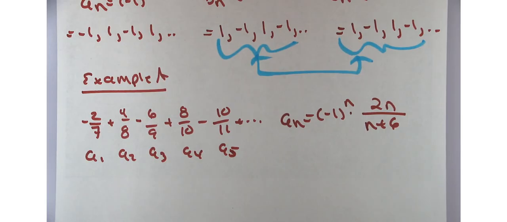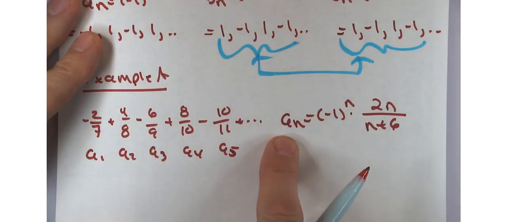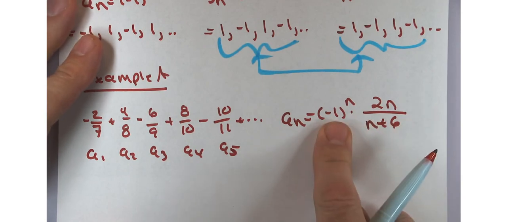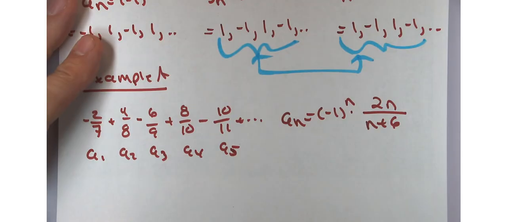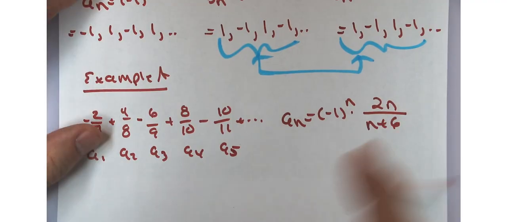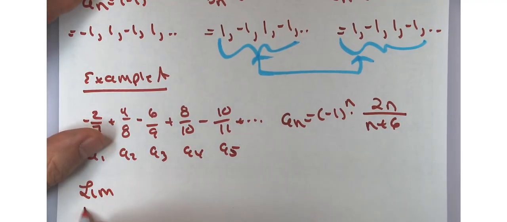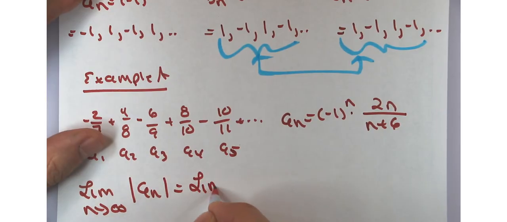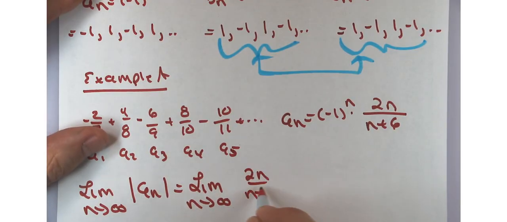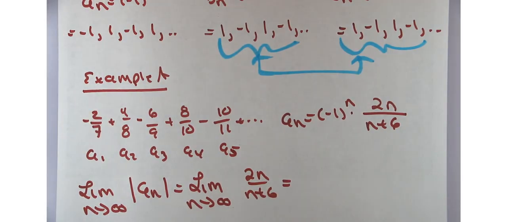To decide if this series converges, we need to take a look at the limit of this as n approaches infinity. Now I'm not going to worry about the -1 part. That just makes it an alternating series. What's going to make it converge is if this limit goes to 0. So the limit as n approaches infinity of the absolute value of A sub n is going to be the limit as n approaches infinity of 2n over n plus 6. I'm hoping that you can evaluate that one without necessarily pulling out L'Hopital's rule. What's that limit going to be? 2.